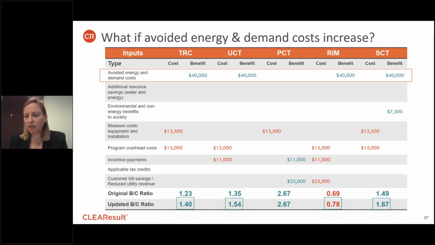So, to what Katie spoke to earlier, if you're involved in setting those avoided cost rates, make sure you've got everything included in there, because that has a big influence on how your cost effectiveness plays out.